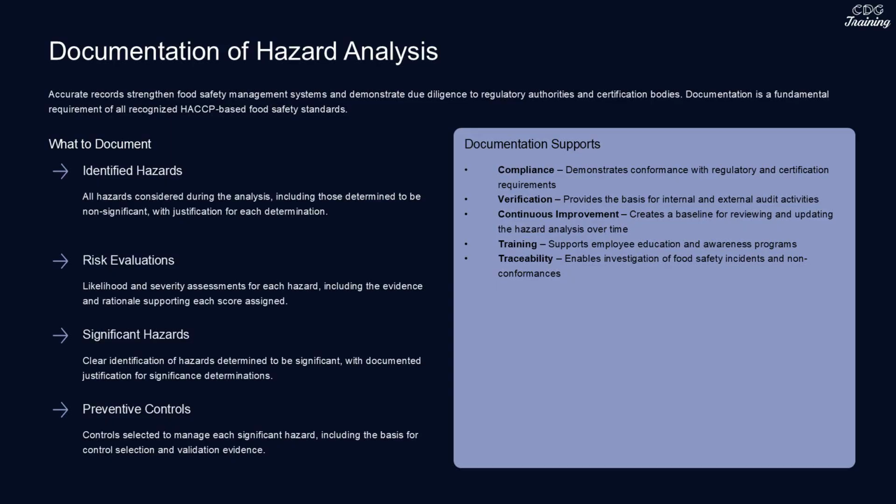Continuous improvement creates a baseline for reviewing and updating the hazard analysis and preventive controls. Training supports employee education and program awareness. Traceability enables investigation of food safety incidents and non-conformances.